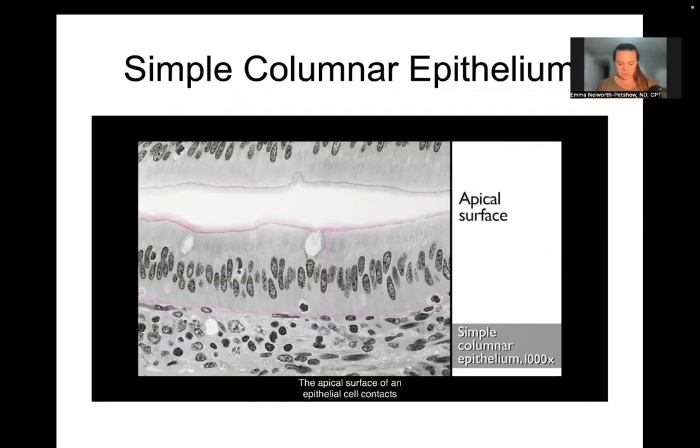The apical surface of an epithelial cell contacts the lumen, a hollow cavity inside the body. The opposite border of each cell, also known as the basal surface, contacts a basement membrane that separates the epithelium from the underlying connective tissue.